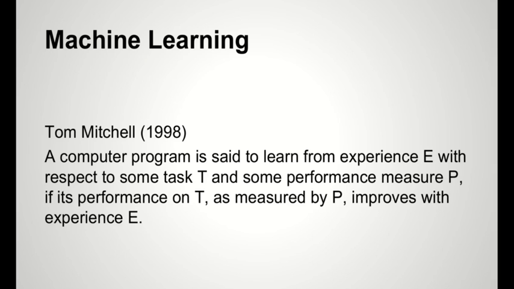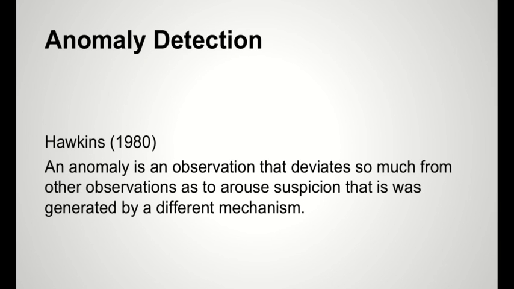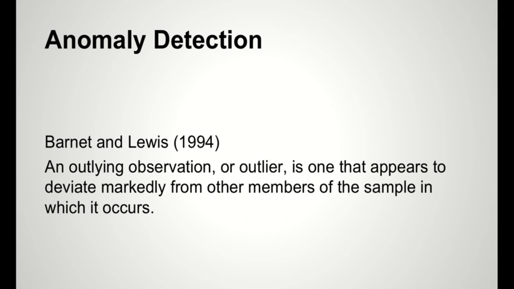Now, for anomaly detection, first let us discuss what is really an anomaly. Hawkins in 1980 said that an anomaly is an observation that deviates so much from other observations as to arouse suspicion that it was generated by a different mechanism. Barnett and Lewis in 1994 said that an outlying observation, or outlier, or really an anomaly, is one that appears to deviate markedly from other members of the sample in which it occurs.